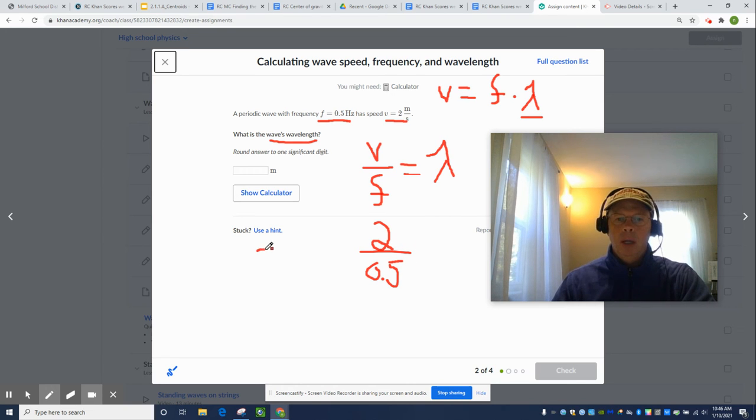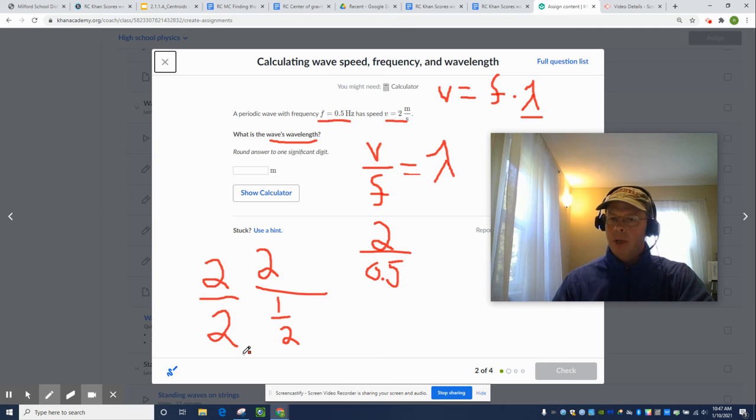Here, I'll write that out just in case you don't believe me. Here, let's divide 2 by a half. The way I like to explain this to students is, well, let's multiply by 1. Let's actually multiply by 2 over 2. That's legal, right? You can multiply by 1. That doesn't change anything.